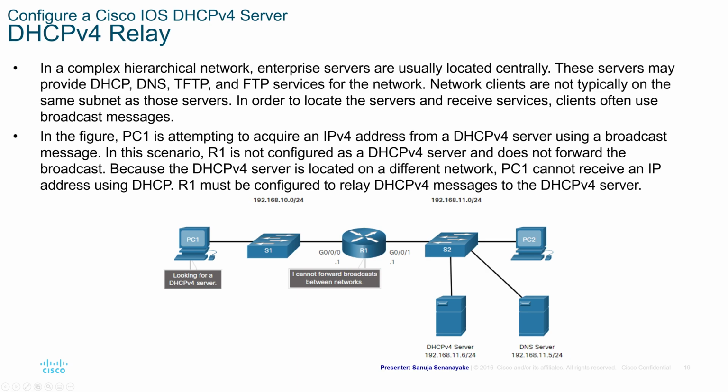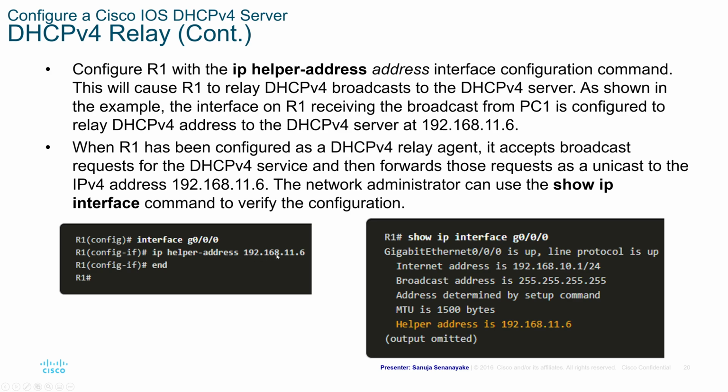We have 192.168.11.6. And if you go to the next slide, you see that 192.168.11.6 is that helper address, which is the address of that DHCP server. So basically, it means this router now has the relay information for the DHCP server. So when R1 has been configured as a DHCPv4 relay agent, it accepts the broadcast request from the IPv4 clients and then forwards those requests as a unicast to the IPv4 address of 192.168.11.6, which is the DHCP server. The network administrator can use the show ip interface command to verify the configuration. So on the R1 router, you can run show ip interface G0/0/0, and that will display the relay information.